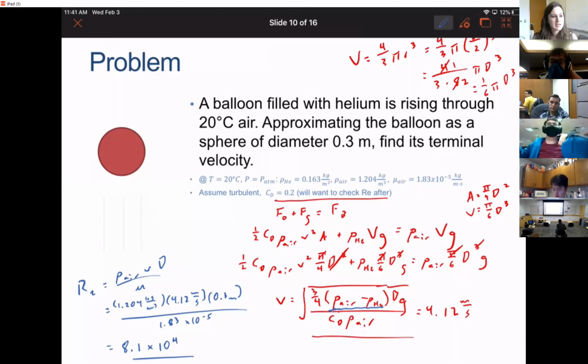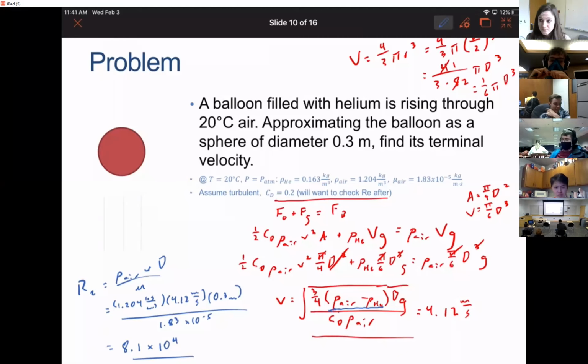But you should just have to choose an assumption and make a case for why it's reasonable or not. That's why I used 100 as one where you would definitely know it was laminar. 1,000, you would know it was laminar. 10 to the fourth, transitional.